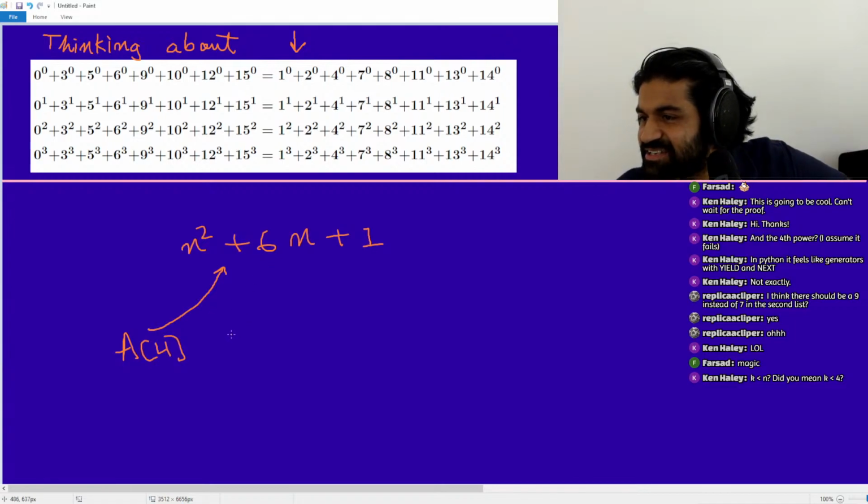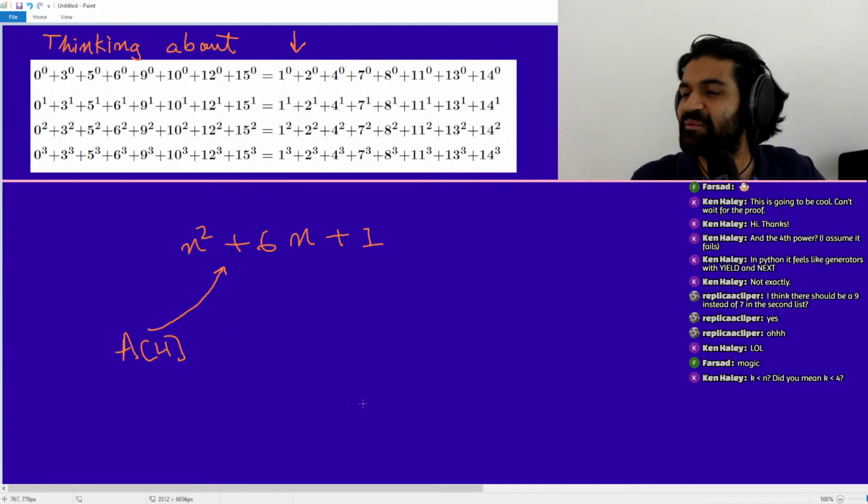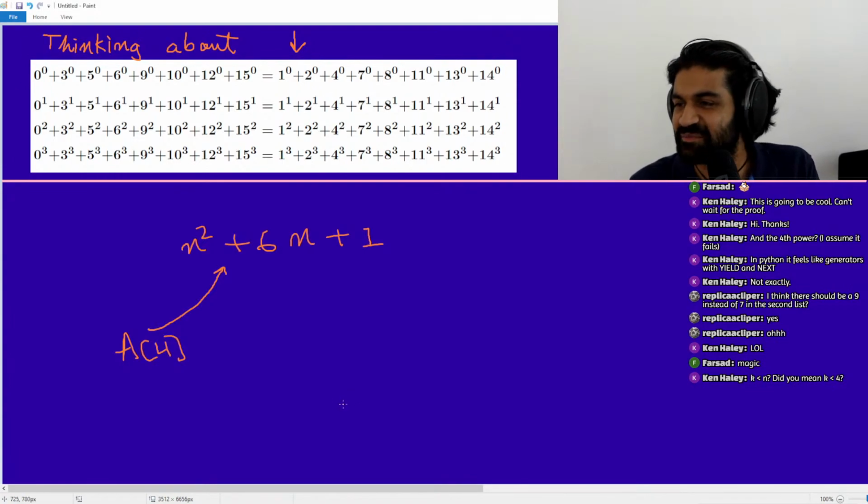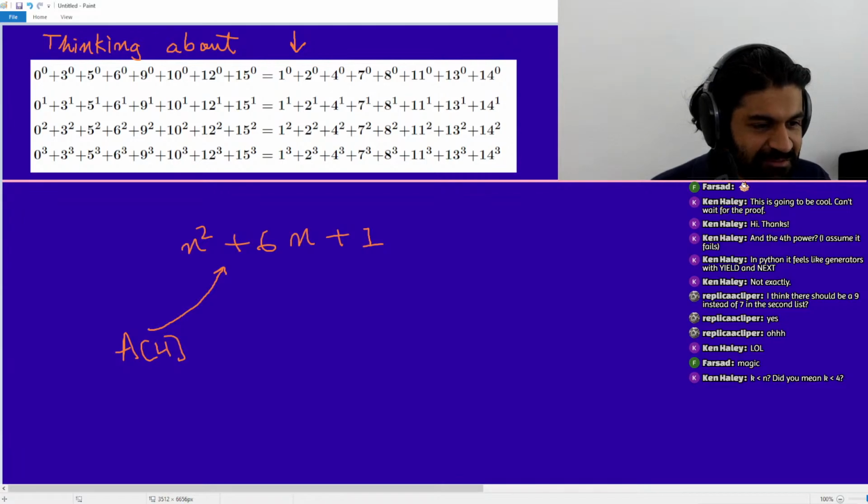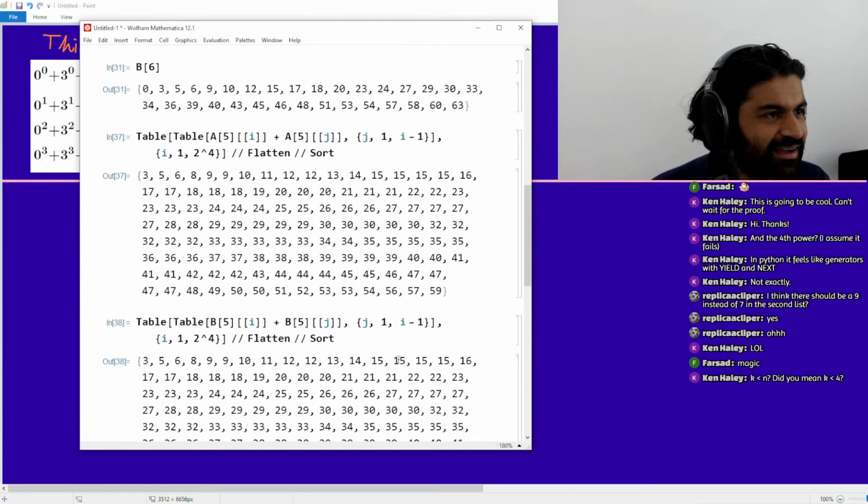K less than n, did you mean k less than 4? The second time I meant k less than n because I was writing the most general version. So for example, if you look at, where'd it go?